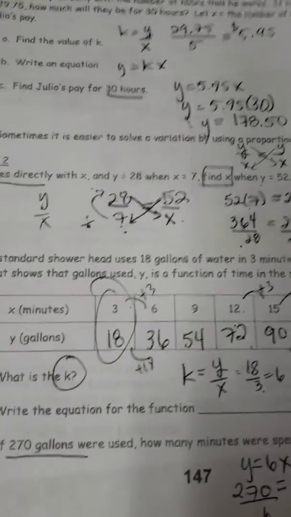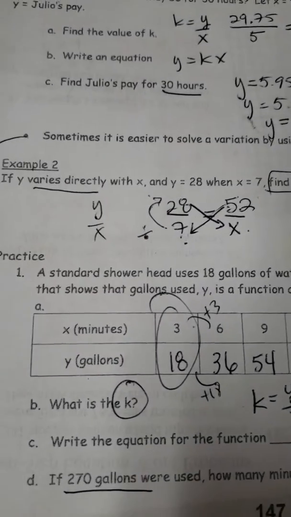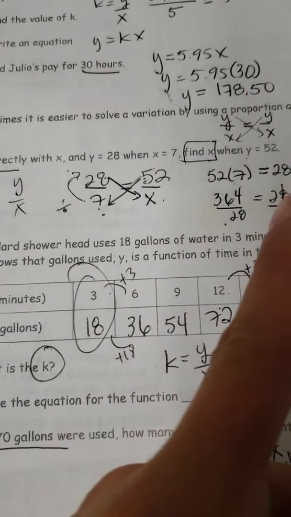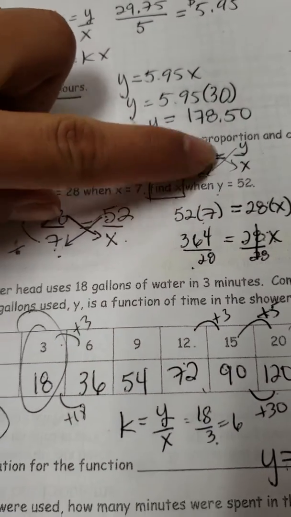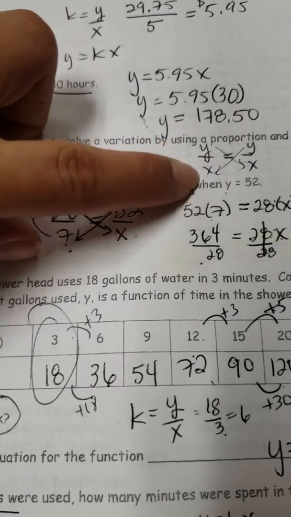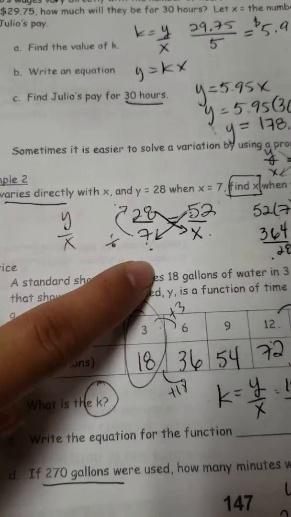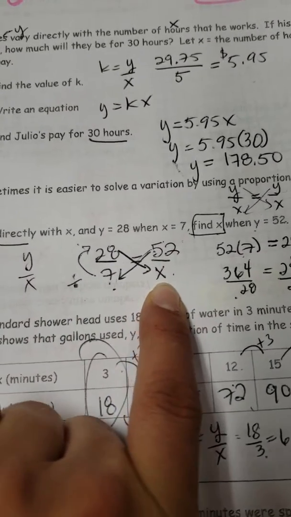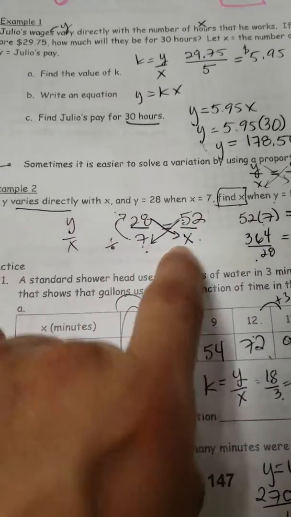Now, if they're giving us one x value and one y value, and they say they vary directly, and then they're giving us a new y value and asking us for the new x value, we're going to set up a proportion. So our proportion, we can set it up like this: y over x equals y over x, the original one and the new one. So 28 is the first y over 7, the first x. Then I do not know the second x, but I do know the second y, 52. So y over x, then cross multiply.